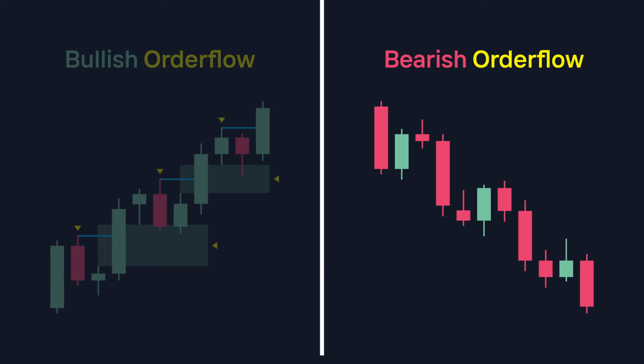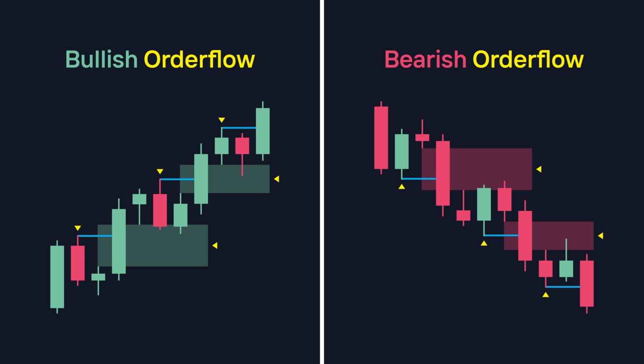And then we also have bearish order flow, which is where the market is moving in a downtrending structure. And as we can see, the market is again using the internal range liquidity areas as resistance, which are the bearish fair value gaps, in order to target the external range liquidity levels, which are the swing lows.